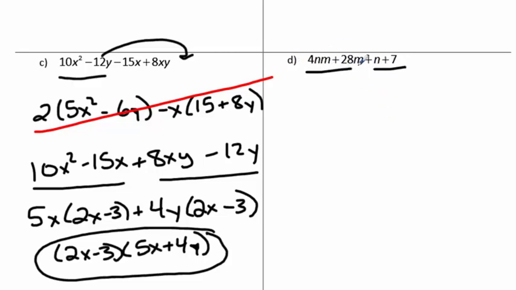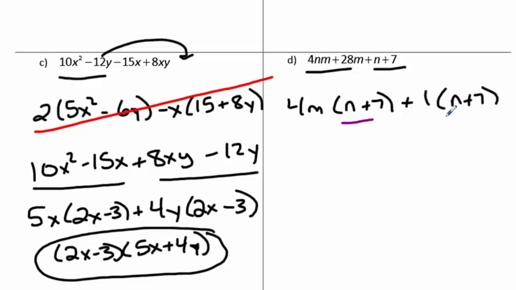If I look at 4mn and 28m, those can both be divided by 4m. Factor out 4m, I'm left with n plus 7. Plus, now n plus 7 have nothing in common, so I can't factor anything besides 1. Take the 1 out and you still have 1 times n plus 7. That is going to work, however, because n plus 7 and n plus 7 are in common. So if I factor out n plus 7, I'm left with 4m plus 1 as my second factor.